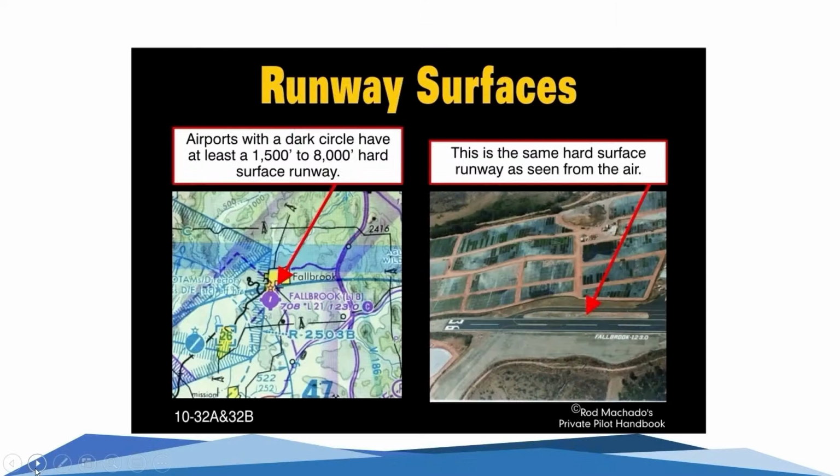The surfaces of runways, most runways that you're probably going to be landing at are going to be paved, but there are variations of that. There are basically dirt, gravel runways as well. So keep that in mind. If you just have an airport with a circle, whether it's magenta or cyan, then that's going to tell you it's between 1,500 and 8,000 feet. And those are going to be the hard surface runways, as you see on the right.